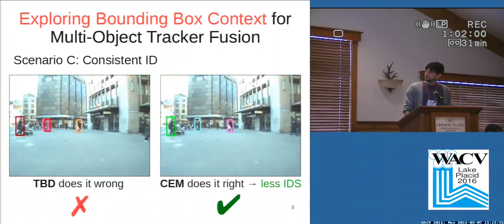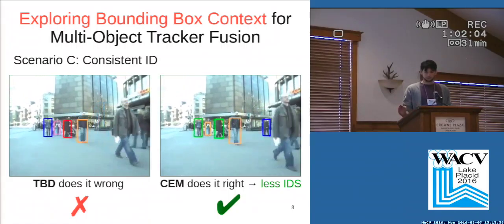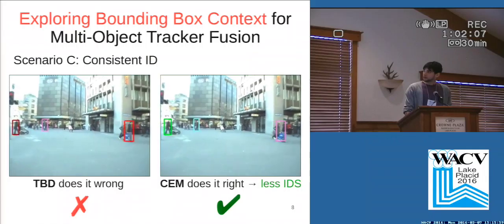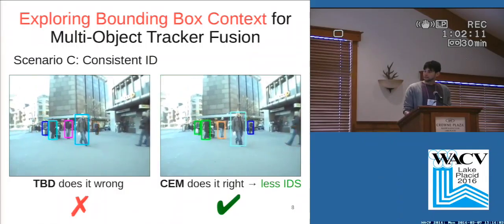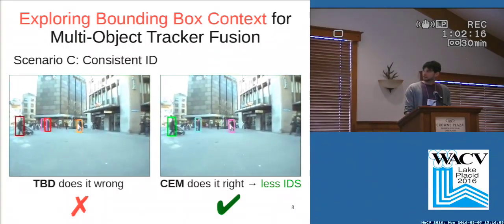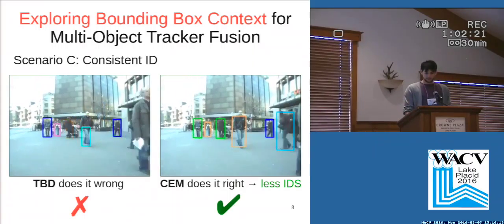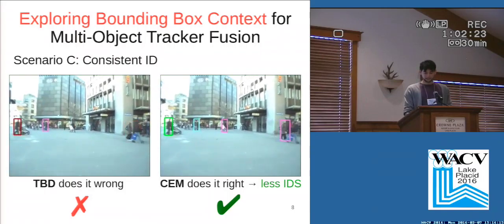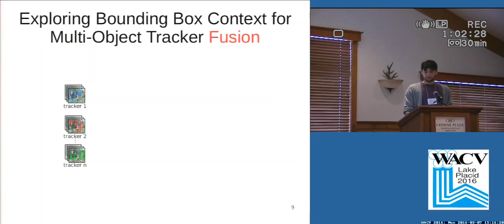Let's look at the third scenario, scenario C. The CEM tracker also has a strength with this interpolating. Like on the right you can see the woman with the child stroller gets a consistent track. It stays green all the time, a unique ID. And while the TBD tracker on the left, you can see that the ID switches, the color changes, and the CEM tracker does it right, and you get fewer ID switches. So it's like rock, paper, scissors a little bit. We have three tracking methods. Now the question was, can we exploit the strengths and weaknesses of the different trackers?